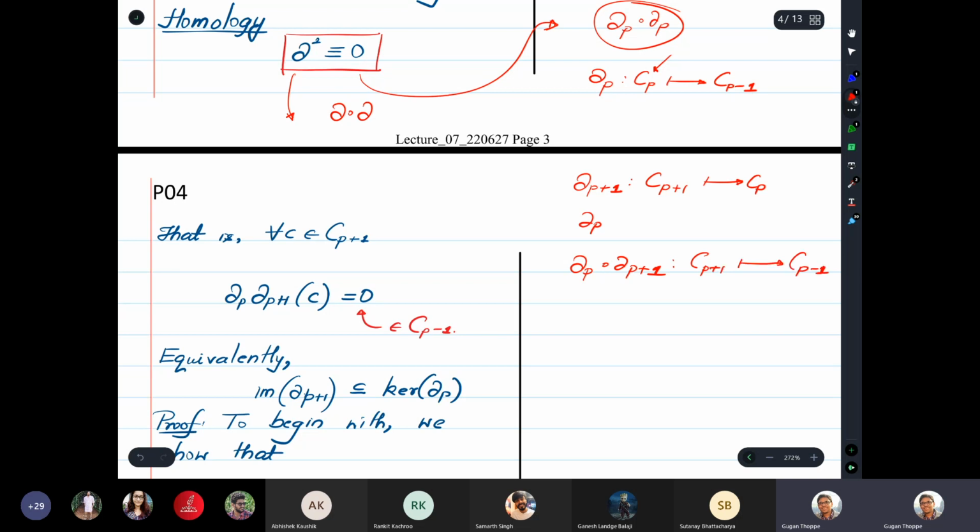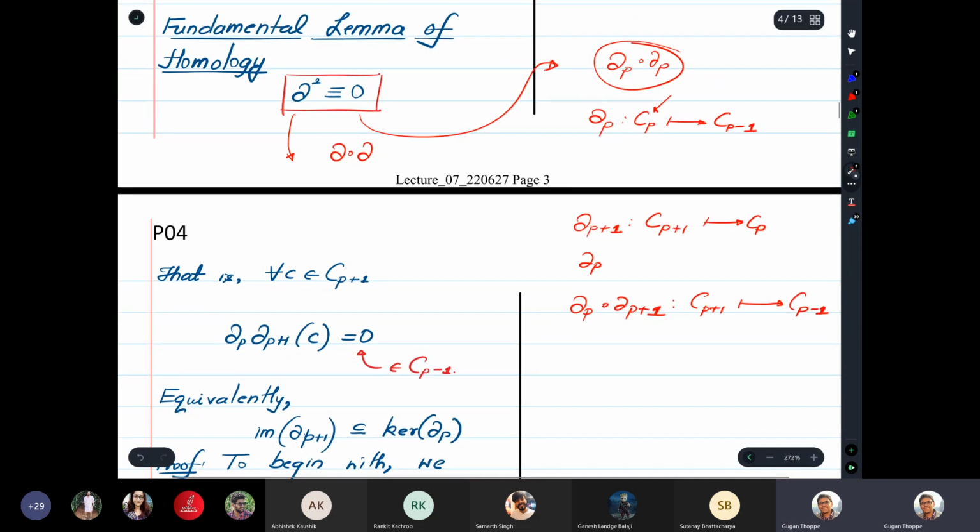So I hope you agree that this operator goes from C_{p+1} to C_{p-1}. Is this okay? If you give a (p+1)-chain as input to ∂_{p+1}, it will give you a p-chain, and on that the ∂_p operator can be applied, and the output of this ∂_p operator will be a (p-1)-chain. That's what I have written over here: for the composition of these operators, the input is a (p+1)-chain and the output is a (p-1)-chain. After a little bit of trial and error, you will be able to see that this ∂² can only imply this composition of operators.